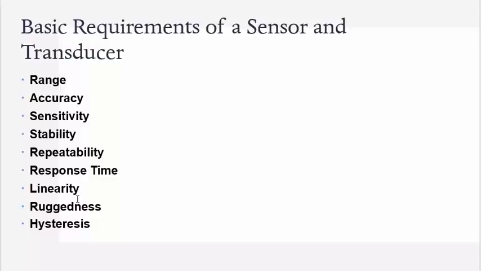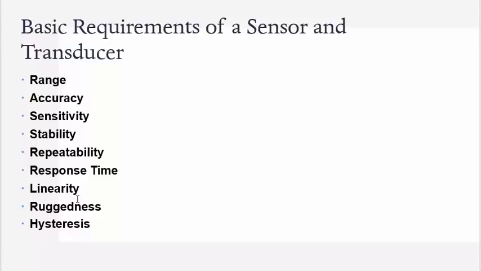For example, you are using your sensor and your transducer in very extreme weather or very hot temperature. Can your sensor or transducer cope with that extreme operating condition? If it cannot, then the quality or the percentage of the ruggedness of that sensor is definitely low. So in choosing a sensor and transducer, it's one of the basic requirements that we should have in mind whenever we are choosing a sensor or a transducer.